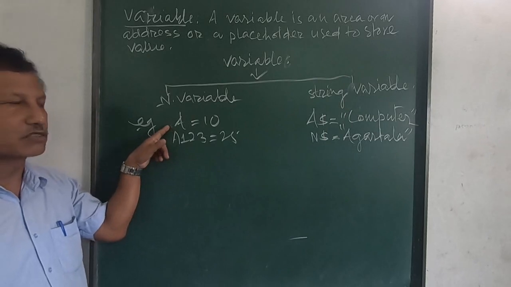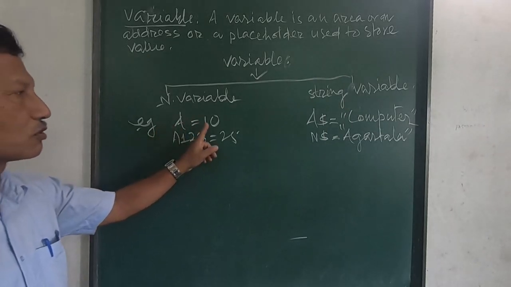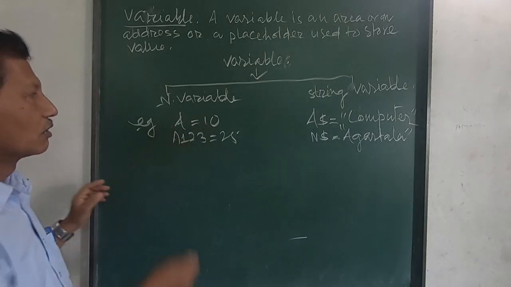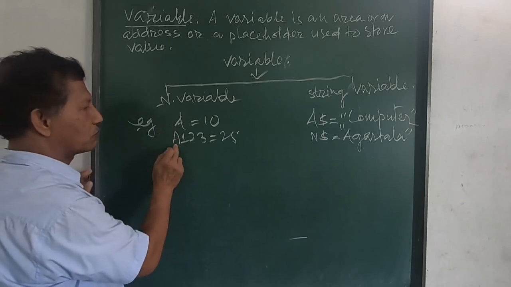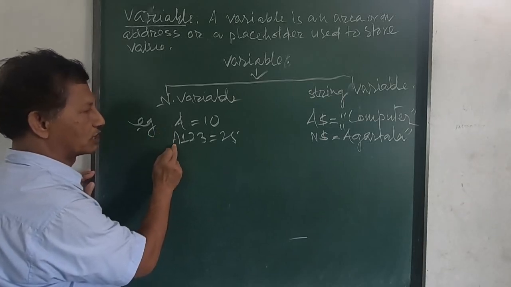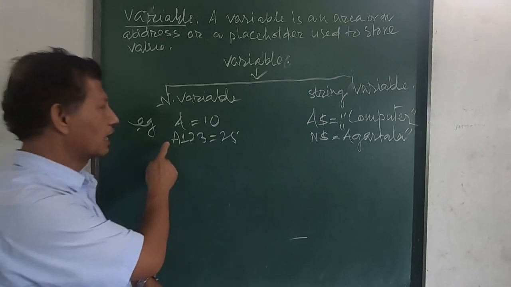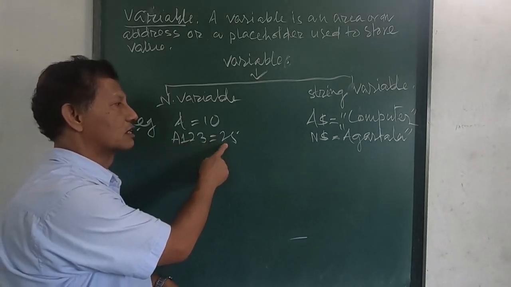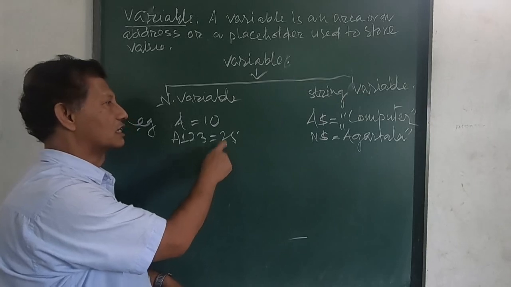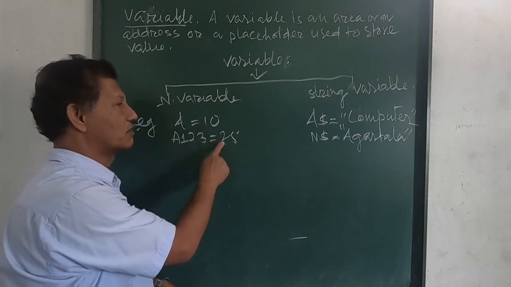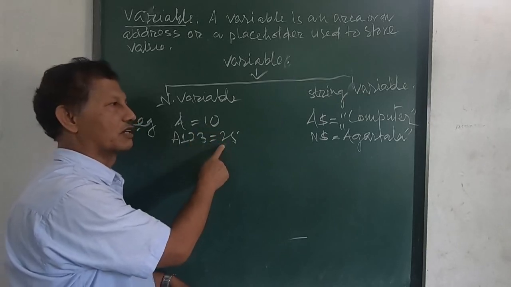Numeric variable starts with an alphabet and it stores only numeric value. The second one is A123. Numeric variables can be followed by numbers also. There is A123 equal to 25. This 10 is a value, 25 is also a value. These are all numeric values.